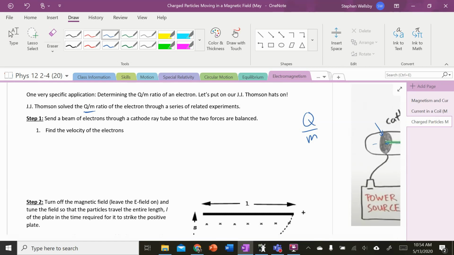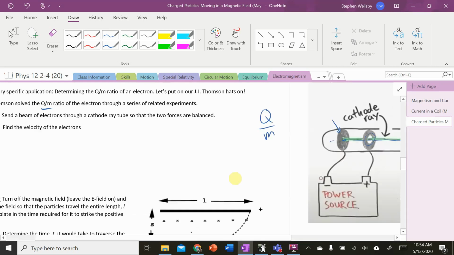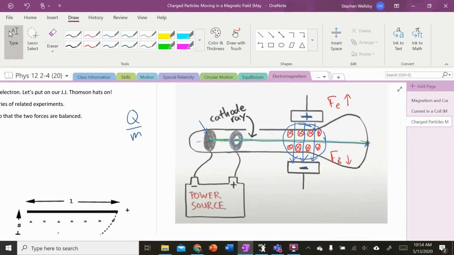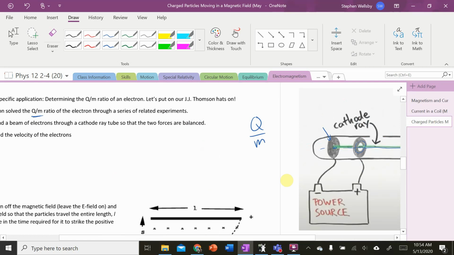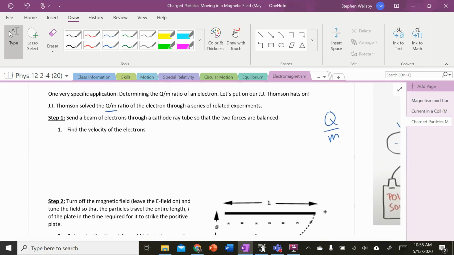So when these two forces are set up, he creates a magnetic field of a specific strength, he creates an electric field of a specific strength, and he sets these two forces so that they're going to be balanced. Now, if we want to find out the velocity, we need to think about the fact that these two forces are balanced. Pause the video here, see if you can figure out the formula for velocity.